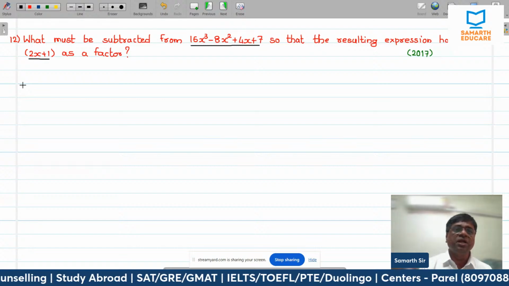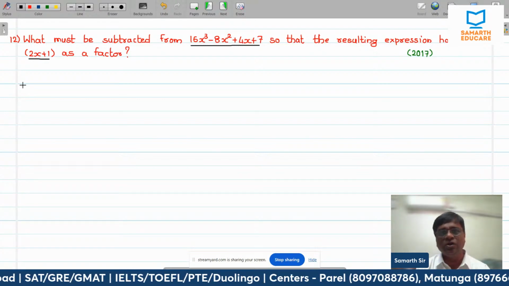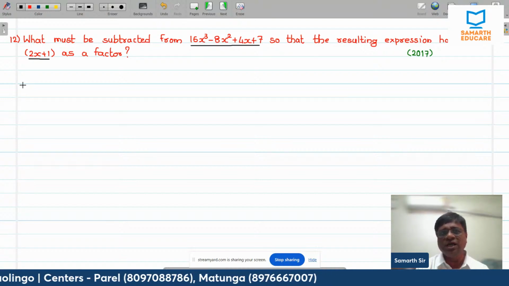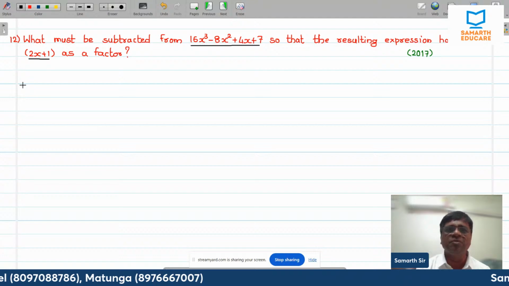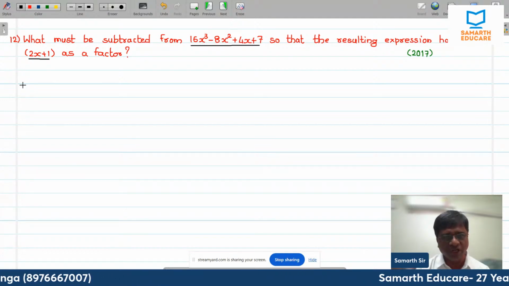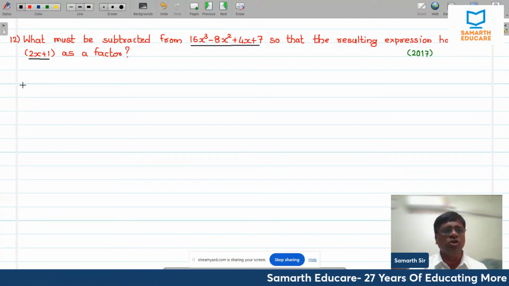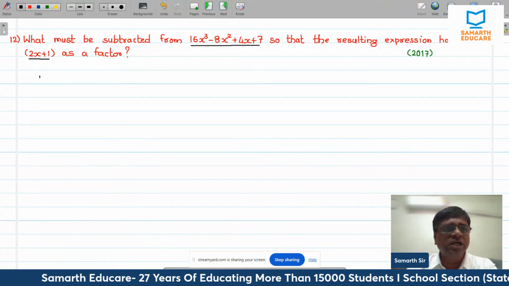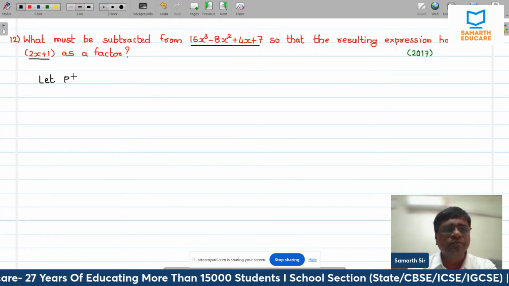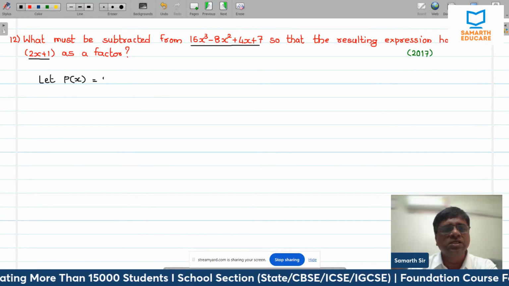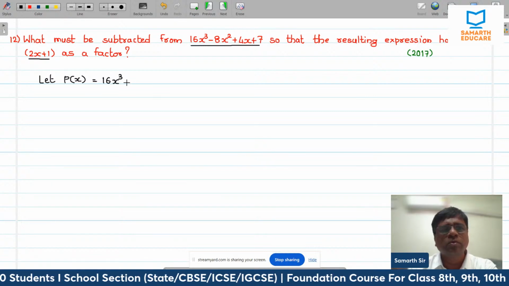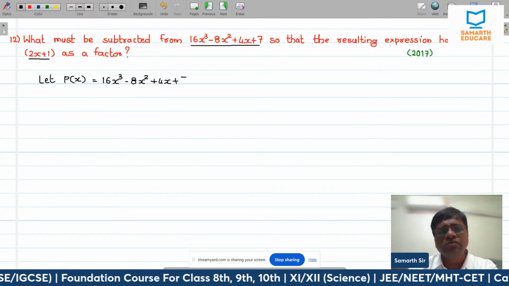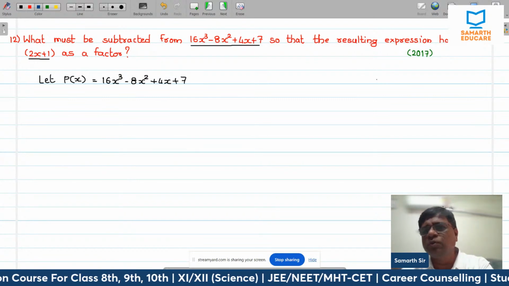Now if I am getting remainder, मान लो 2 आया मेरा remainder after using remainder theorem, अगर 2 आ रहा है तो मुझे क्या करना है? I have to subtract 2 so that the remainder becomes 0. Alright, let us understand. अगर नहीं समझा तो बहुत ही simple सा problem है. This is there for 3 marks. So let me say that p of x is 16x cube minus 8x square plus 4x plus 7.